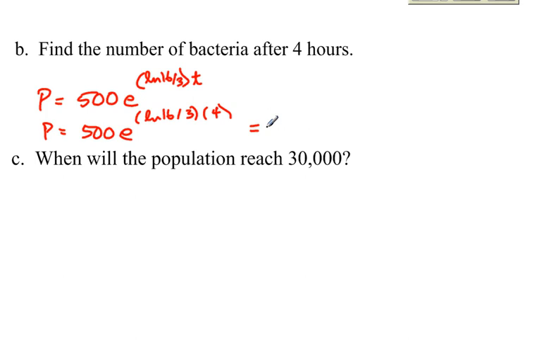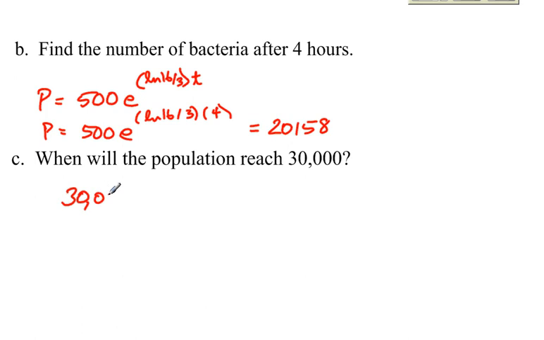So I can pull up my calculator, 500 second e, parentheses ln of 16. I need to divide that by 3 and then multiply it by 4. And I'm getting 20,158. So 20,158 bacteria. All right, next question asks when will it reach 30,000?